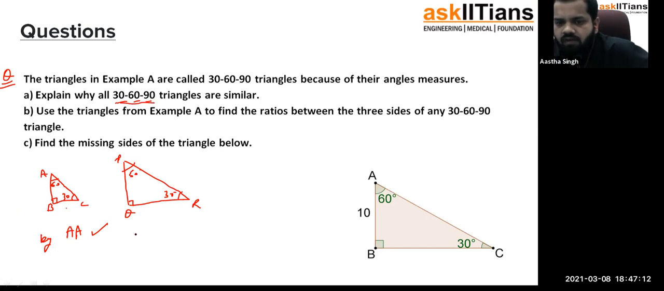Angle B is equal to angle Q, and angle C is equal to angle R, which is 30 degrees. You do not have to write for angle A and angle P. So thus by AA, these two triangles are similar.